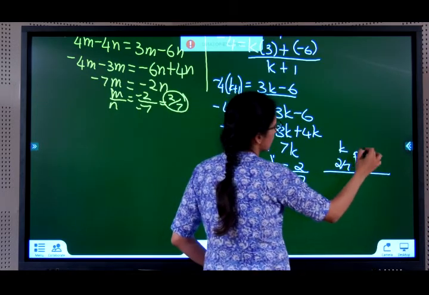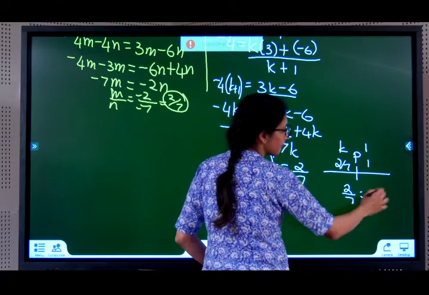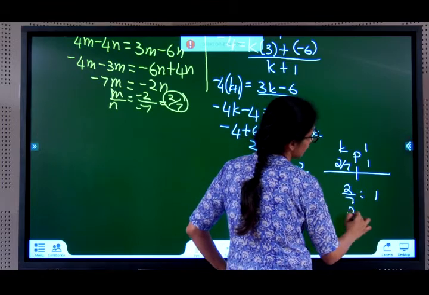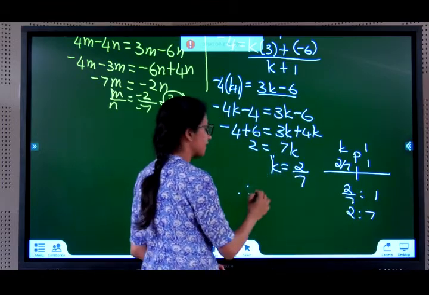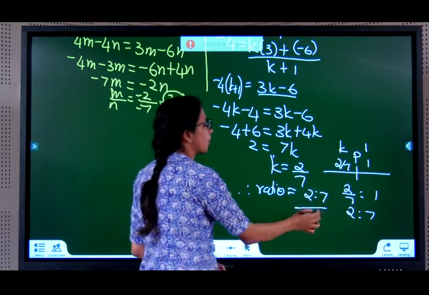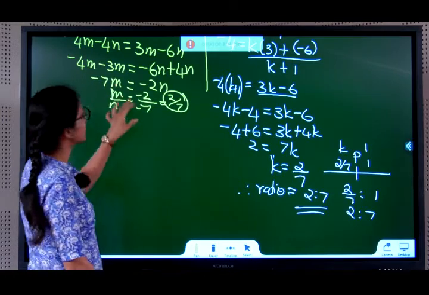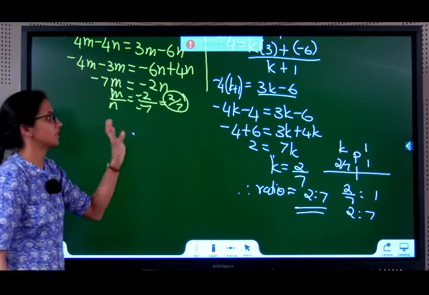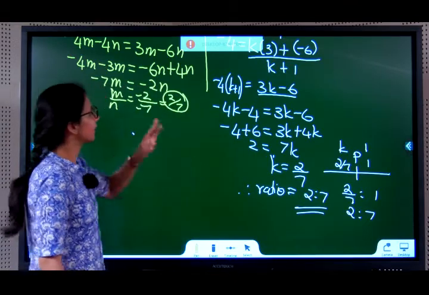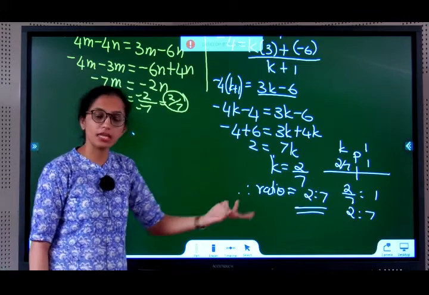What does this mean? 2 by 7 is to 1. I can multiply the whole thing by 7. If I multiply the whole thing by 7, what happens? 2 is to 7. You can therefore directly write the ratio is 2 is to 7, no problem. Here with one variable k I solved the answer; there I used two variables m and n. You can use any method whichever is comfortable. It is better to use this method because you're using one letter, but you are free to use the other also. Your textbook example has done it that way. You can use k is to 1 also.